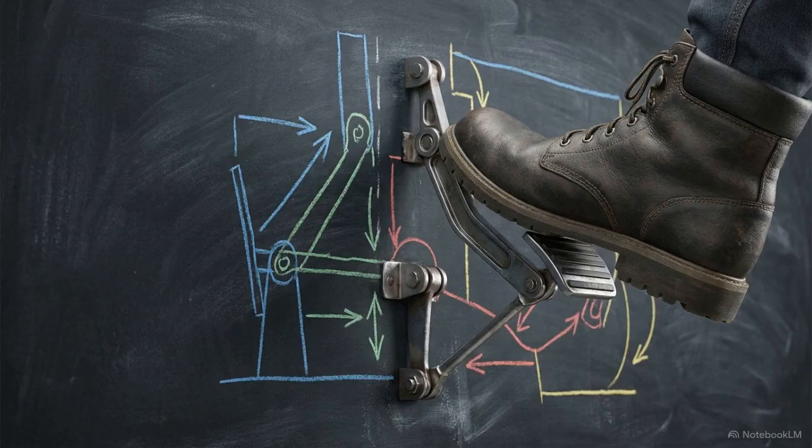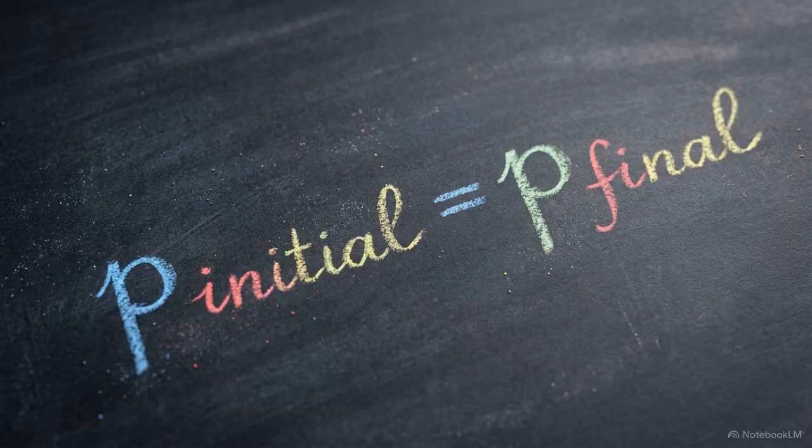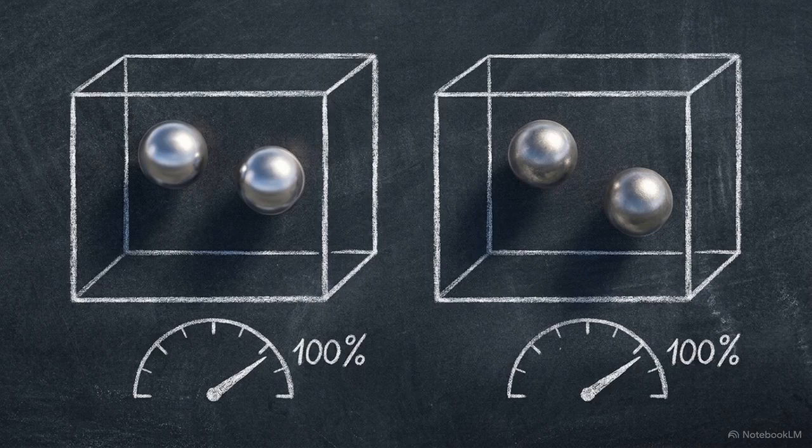To actively change an object's momentum, you must apply an impulse. Impulse is the force applied multiplied by the specific time interval over which it acts. This gives us the law of conservation of linear momentum. In a closed system, the total momentum immediately before an impact exactly equals the total momentum immediately afterward.